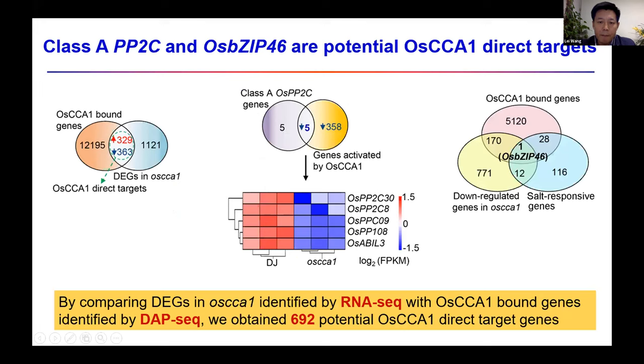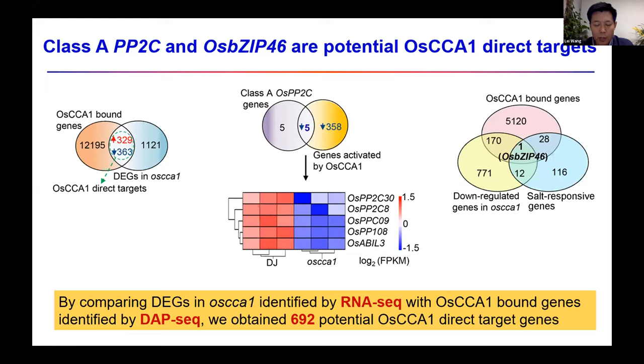When we compared our OsCCA1 DAP-seq data and RNA-seq data, we found about 692 direct targets. Interestingly, among these 692 genes, about 300 genes were upregulated and about half were downregulated. One class, OsPP2C genes, were downregulated in the OsCCA1 mutant. So this suggests CCA1 probably functions as a transcription activator for them.